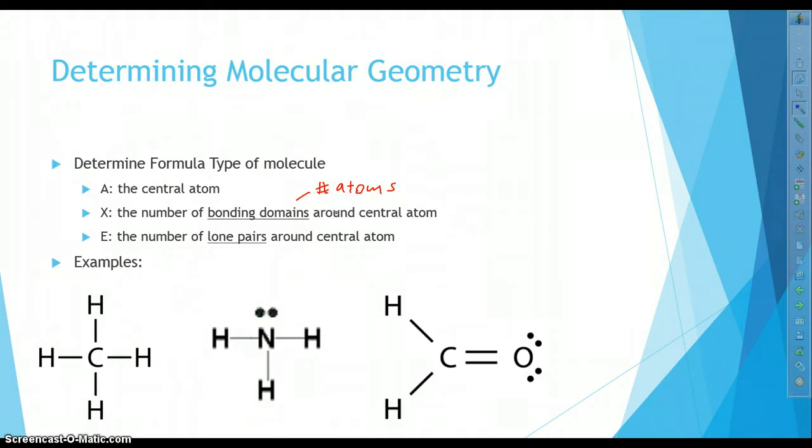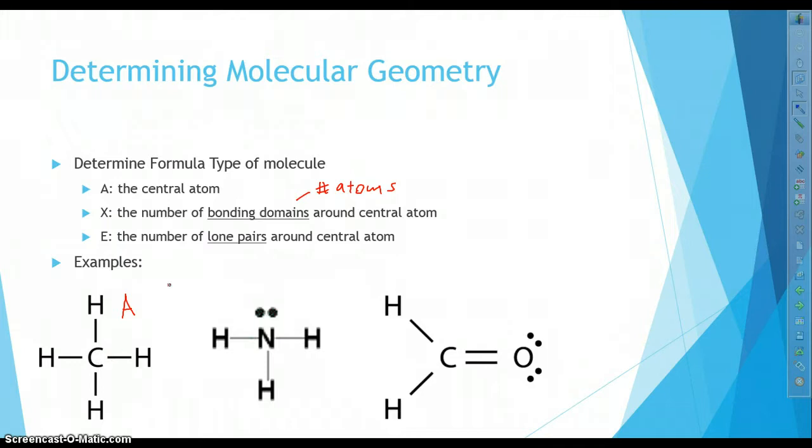Now, let's take a look at some examples. In order to figure these out, of course, you have to be able to get the Lewis structures, so I'm assuming that you're able to draw these out pretty consistently. I'll start off with CH4 here. This is your methane. If I were to give this a formula type, I'll start off by just giving an A. A again represents the central atom. There's only one atom in the center, so we always call that an A.